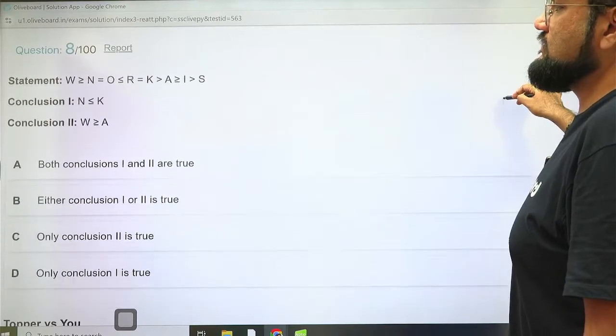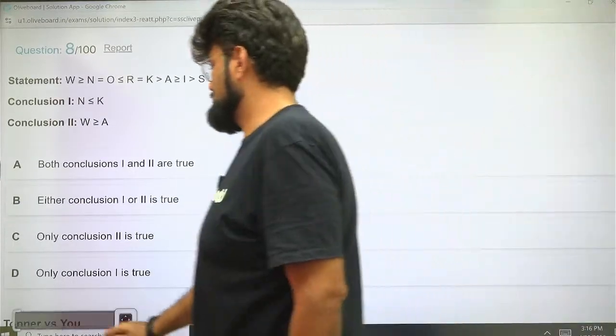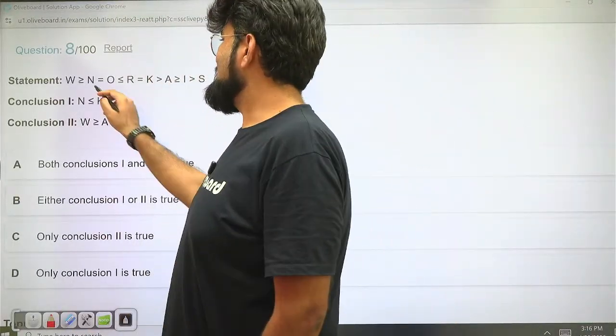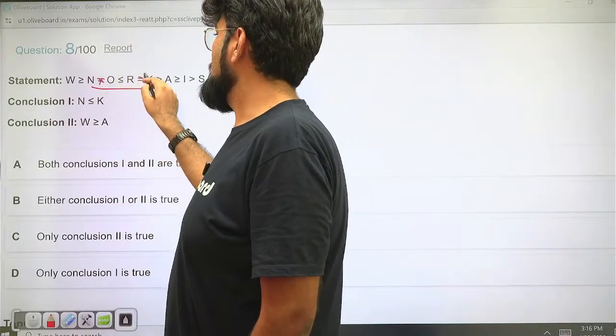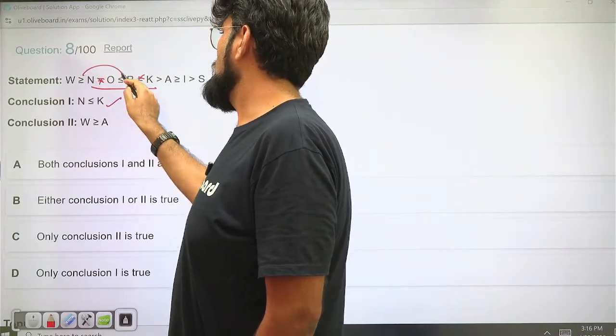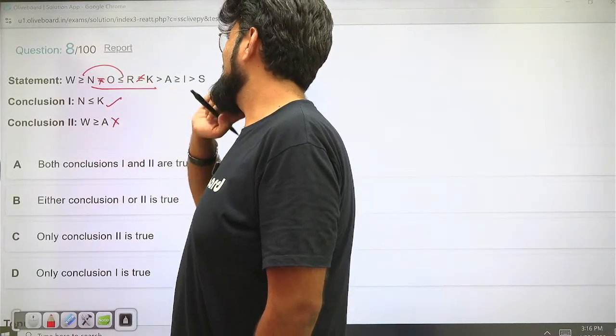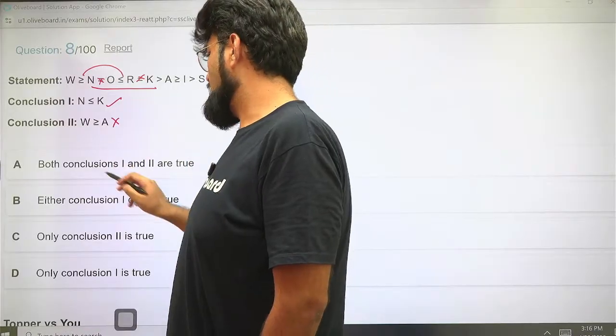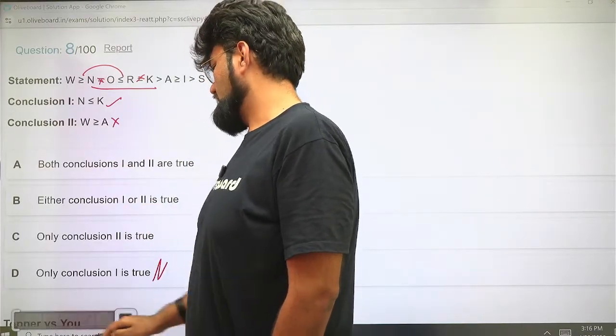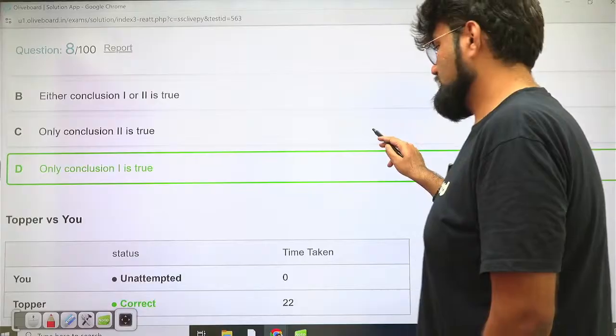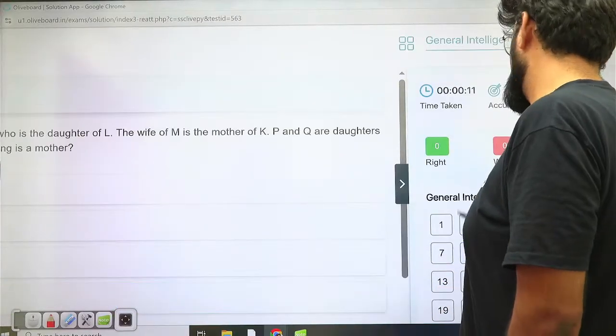Okay. This is inequalities. So N is less than equal to K. Clearly visible. That's right. W is greater than equal to K. No, it's not. No, A, sorry. So option 1. Only one. Option D is the correct answer. 22 seconds. Excellent. Very good. Next.